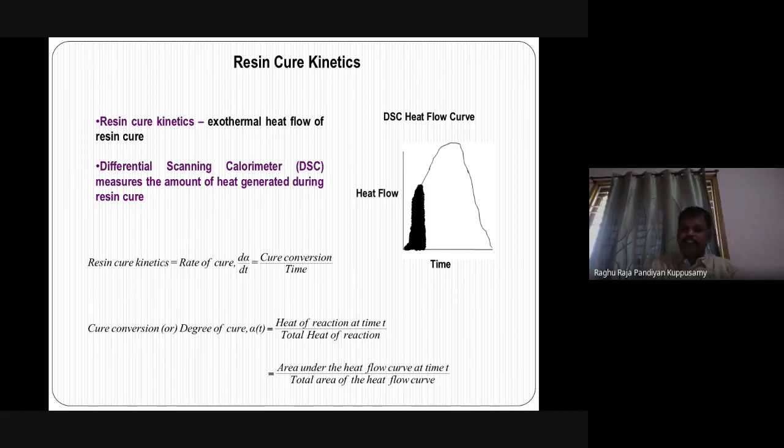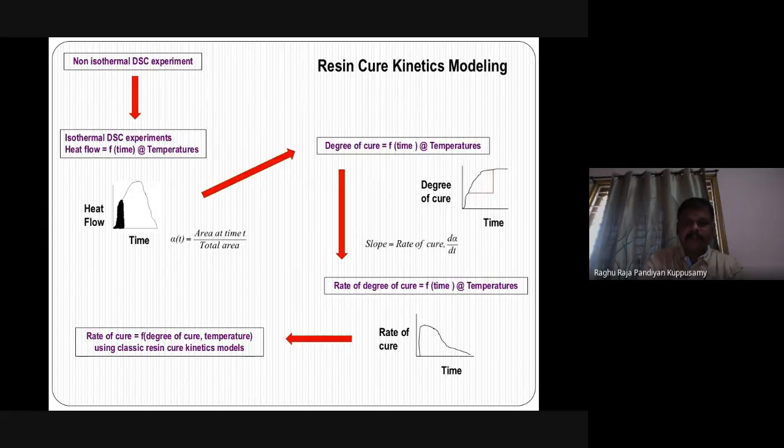And degree of cure is nothing but, when you do a DSC curve, the heat of reaction at any time T divided by the total heat of reaction, which is nothing but the area under the curve. The partial area under the curve divided by the total area under the curve will give you the degree of cure. So this is the total methodology for how to create a resin cure kinetics model.